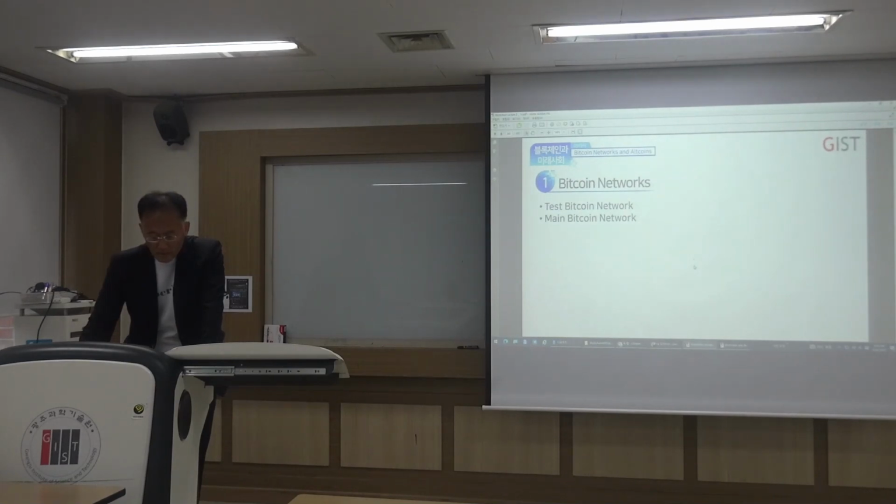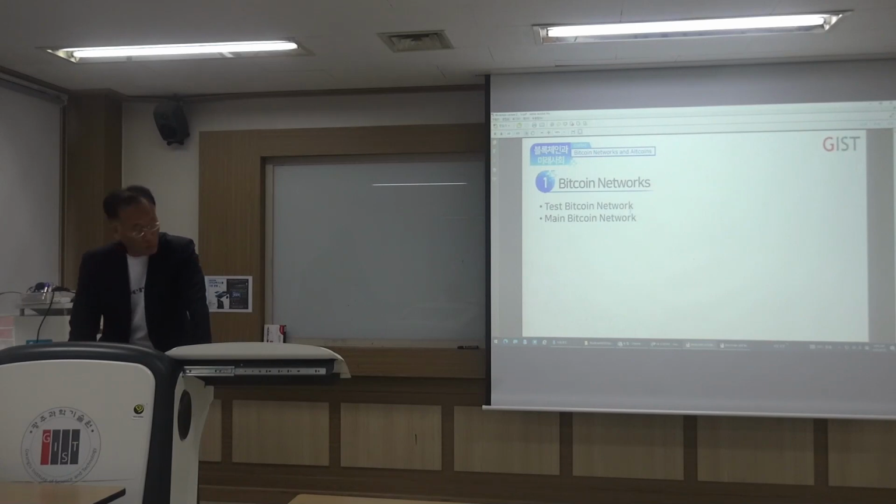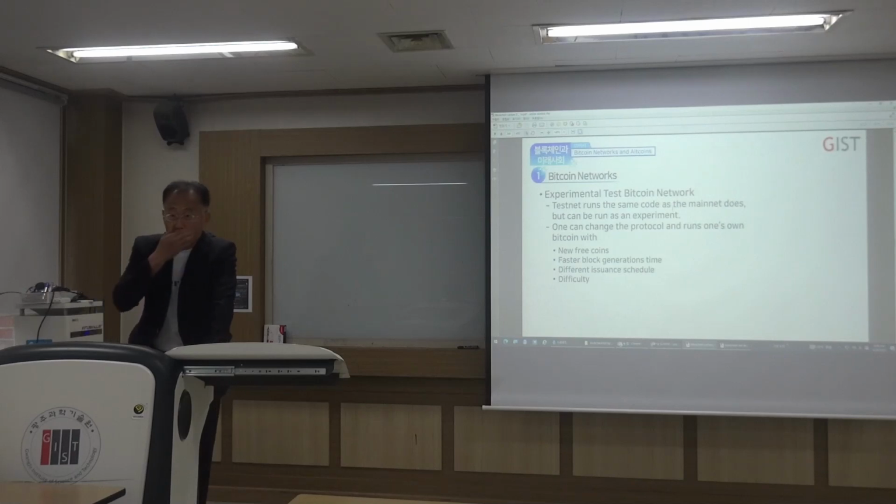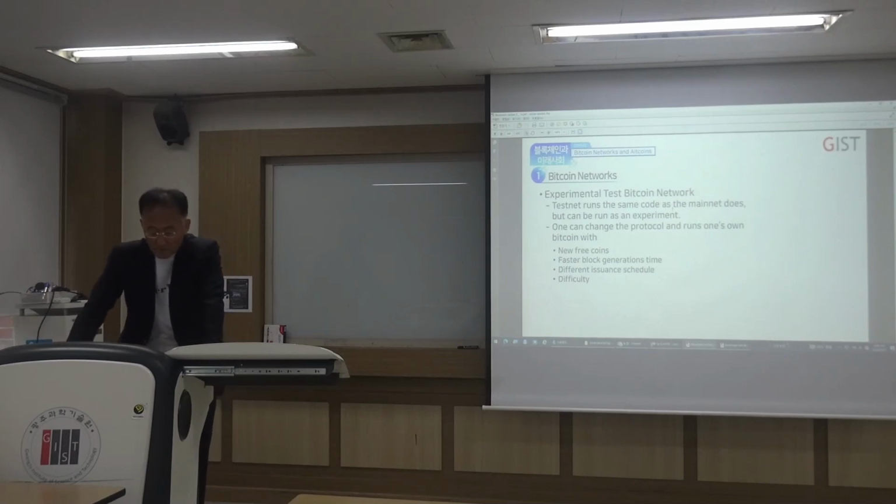Bitcoin network, there are many Bitcoin networks, and there are about 3 Bitcoin networks that are doing the testing. So there are 3 test Bitcoin networks, and obviously there is a main Bitcoin network. And the purpose of having a test network is for us to do some experimentation. So testnet runs the same code as the mainnet does, but one can run some experiments on them.